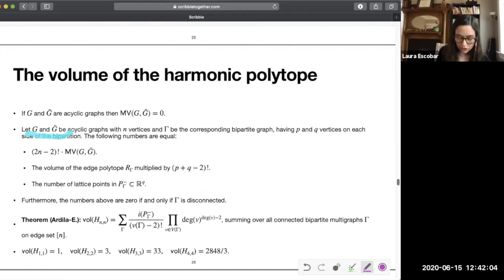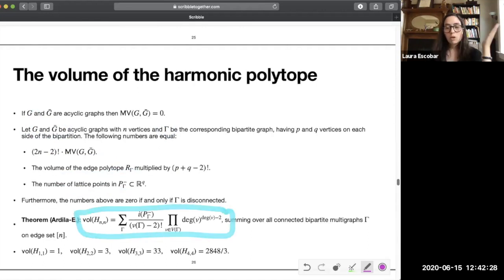When G and G-bar are acyclic graphs and you construct a bipartite graph using the connected components just as we did before, you can relate the mixed volume to the volume of the edge polytope, to the number of lattice points in this polytope. And using this, we computed the volume of the harmonic polytope. So this is the volume of the harmonic polytope.